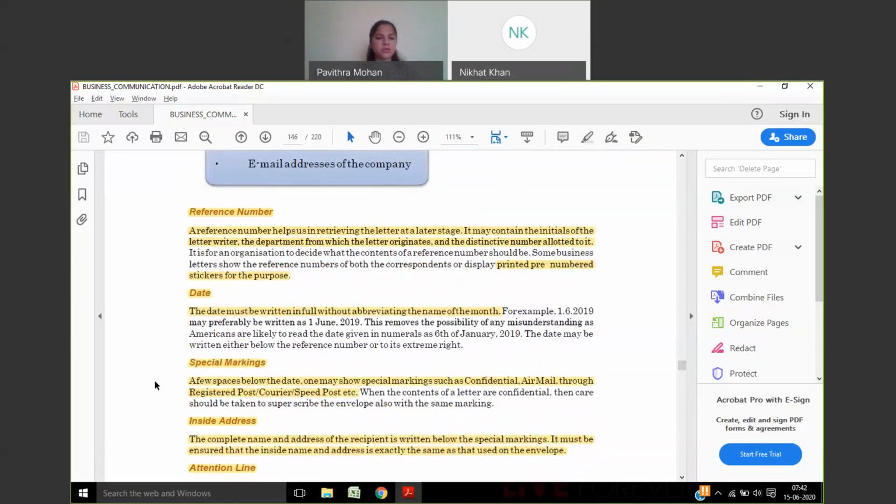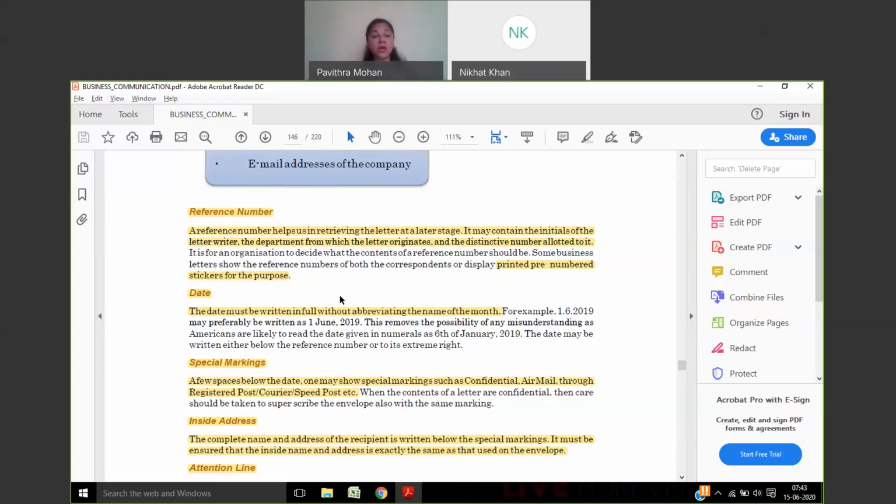So what is a reference number? A reference number helps us in retrieving the letter at a later stage. It may contain the initials of the letter writer, the department from which the letter originates, and the distinctive number allotted to the letter. There are pre-printed number stickers for the purpose. The best example I can give you here is the courier service.